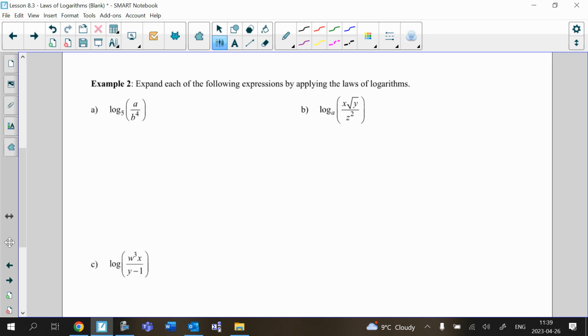So for A, when I take the log of two expressions being divided, that's the same as writing it out as the log of the top expression minus the log of the bottom. Remember, subtraction goes to division, division goes to subtraction, depending on which order we're asked. Then any exponents you see in the logs have to be pulled in front to get the proper expanded form. So our final expanded form would look like this.